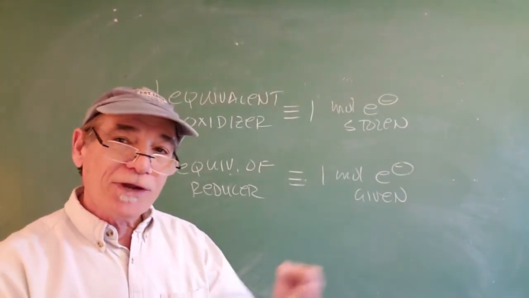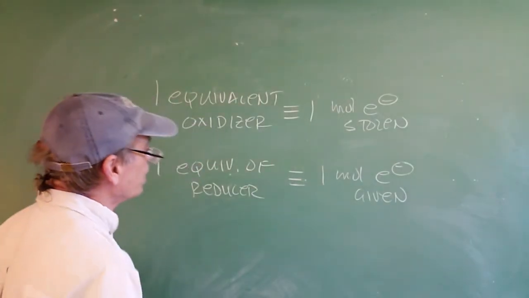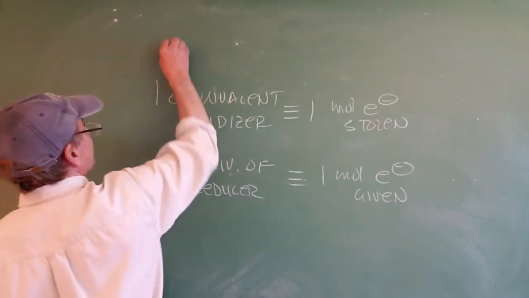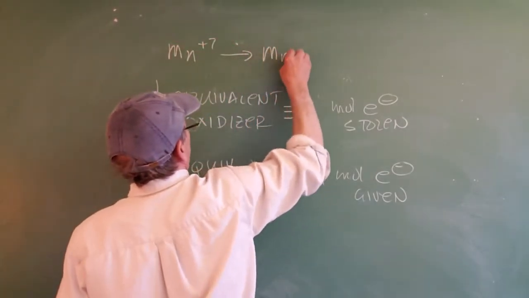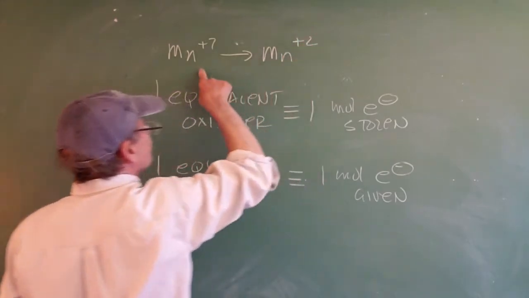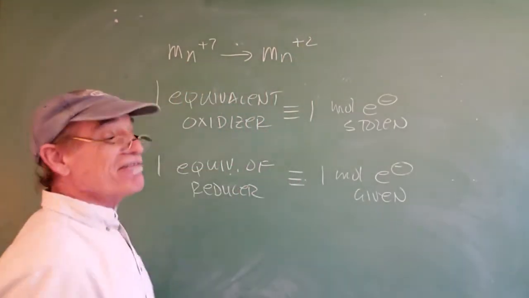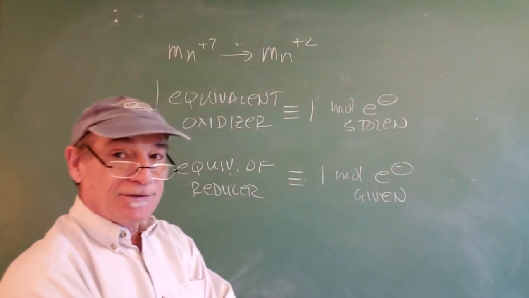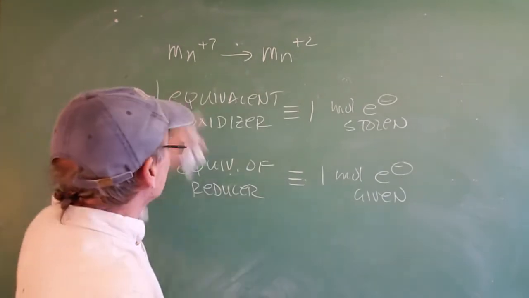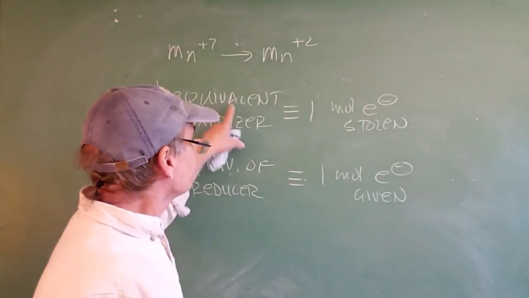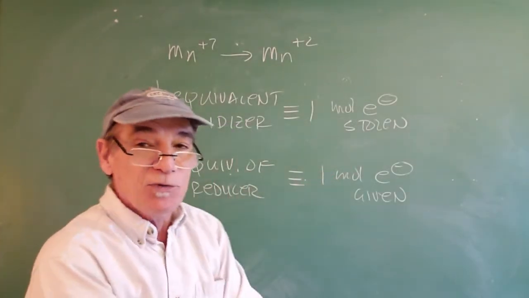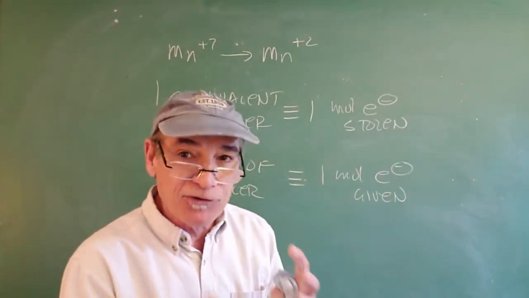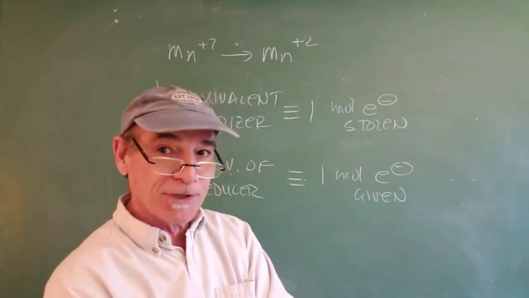All right, so in our reaction today, our oxidizing agent was manganese going from +7 down to manganese +2. In order to do that, it had to steal 5 moles of electrons. So that means each manganese +7 had 5 equivalents of oxidizing power. It was willing to steal 5 moles of electrons. It would be like an acid that has 5 hydrogens to give up to the solution.